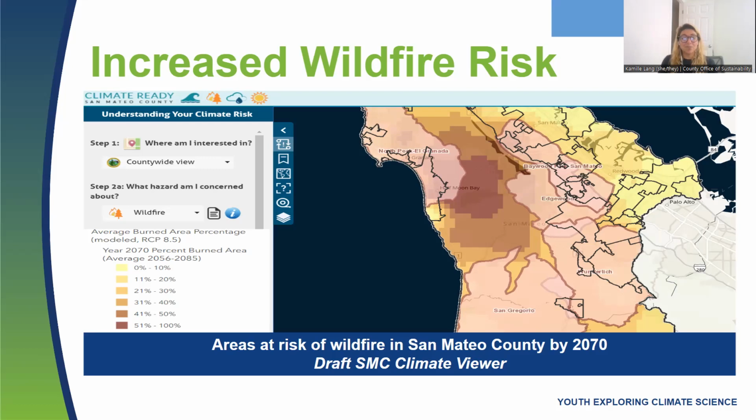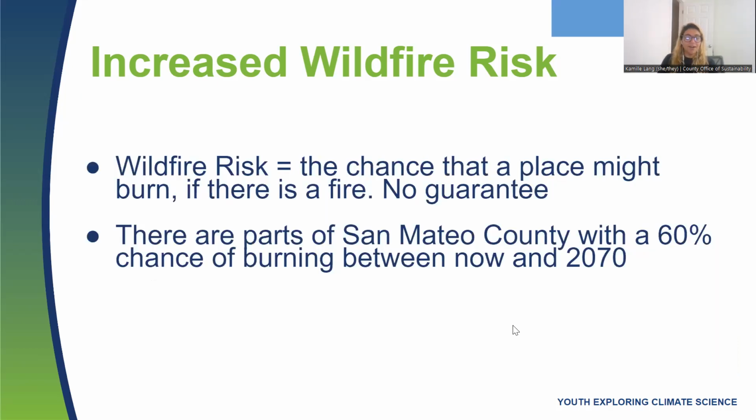And so as we see more wildfire risk, or a higher chance of things burning in San Mateo County, we can expect to see more of the impacts of wildfire, like the sky changing color, us having to wear masks to go outside, and the variety of life in this area changing if a wildfire breaks out. So wildfire risk is talking about the chance that a place might burn if there is a fire.